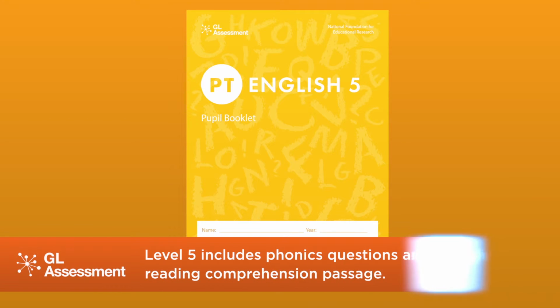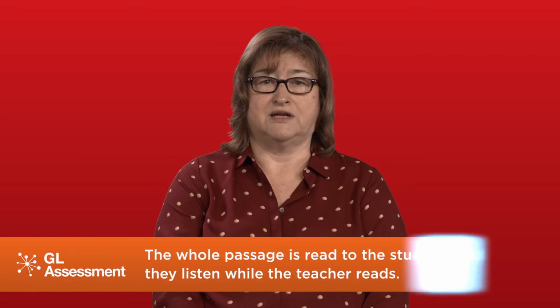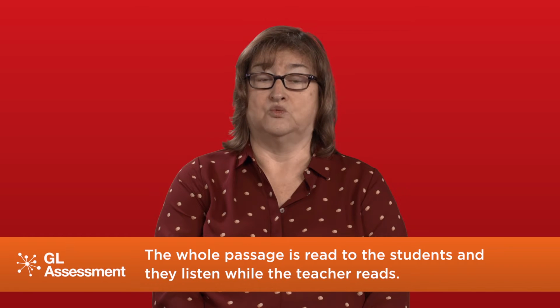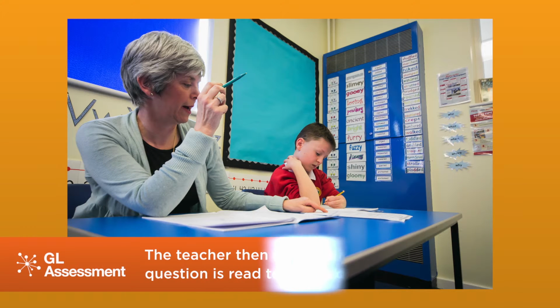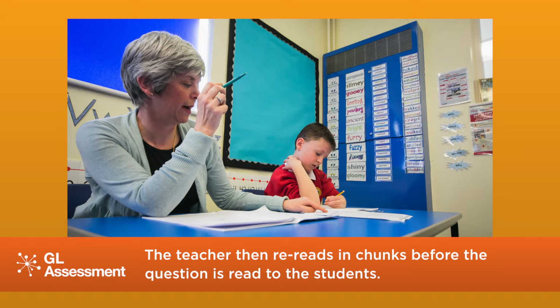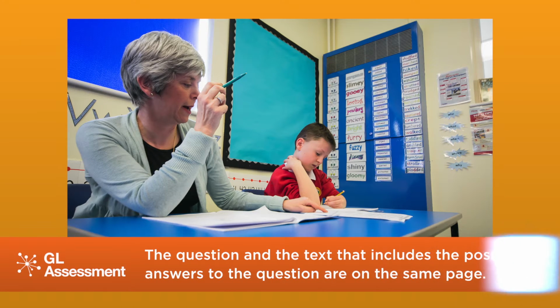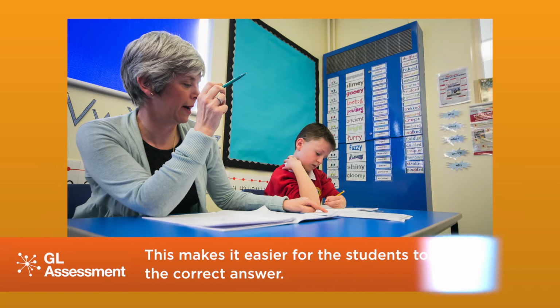Level 5 includes some phonics questions and just a single reading comprehension passage. The whole passage is read to the students and they listen while you read. You then reread in chunks before the question is read to the students. The question and the text that includes the possible answers to the question are on the same page. This makes it easier for the students to locate the correct answer. The students at level 5 read the answer options.